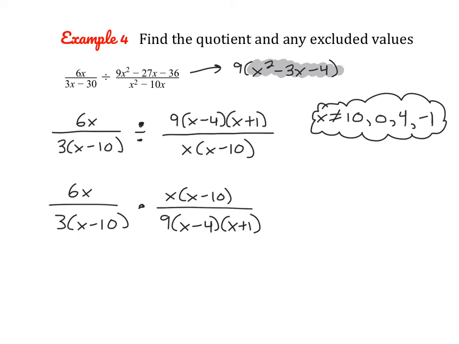And then we can also look for common factors. So we see x minus 10 is a common factor. And then you can see here, we can actually divide both of these numbers by 3. So this turns into a 1, and this will turn into a 2. And then what we have left is 2 times x, so 2x squared in our numerator. And in our denominator, we have 9 times x minus 4 times x plus 1.